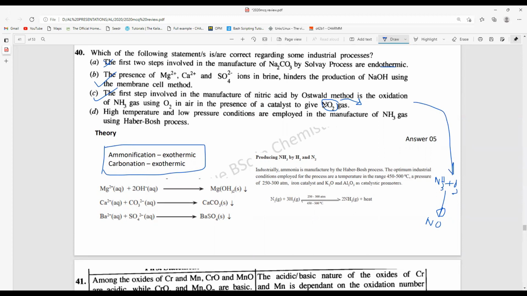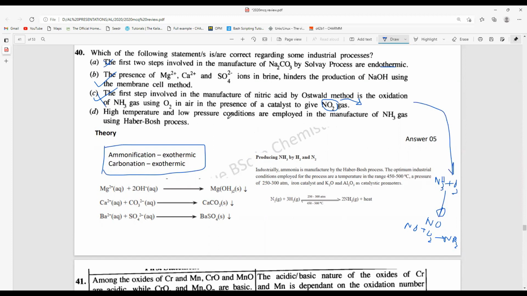So you see, we have to carefully go through the statement. Initially it does not produce NO2, it only produces NO. So the oxidation happens here first, and then this NO reacts with O2 for further oxidation to produce NO2.